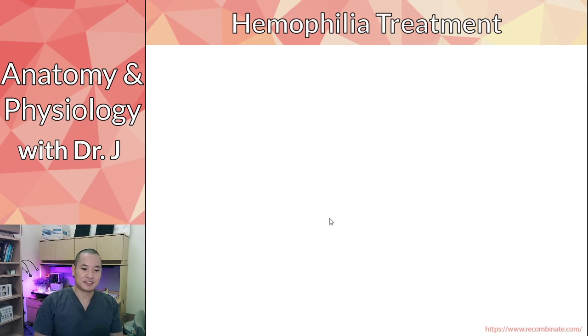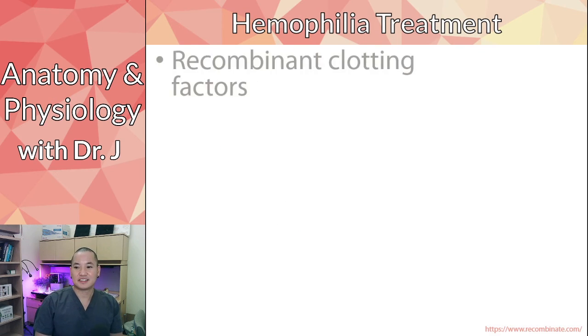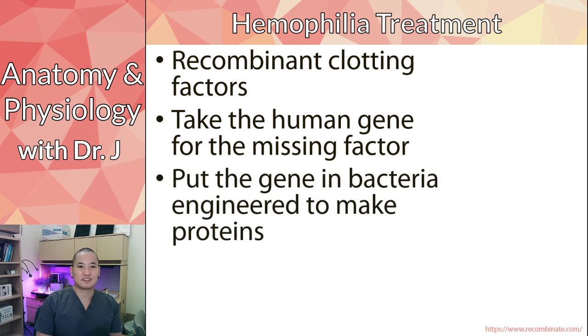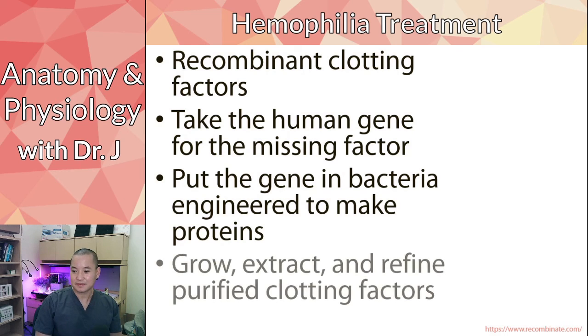Now, how do you treat hemophilia? You can give them a recombinant clotting factor. So what do I mean by recombinant? What you do is basically take the gene that they're missing, and then put it into bacteria engineered to make proteins. These bacteria read the instructions on how to make the clotting factor, and they just crank out the protein of the clotting factor. And if it's the same sequence, it's going to be the same protein. It doesn't matter that it was made in a bacteria. If the amino acid sequence is the same, the protein polypeptide sequence is going to be the same.